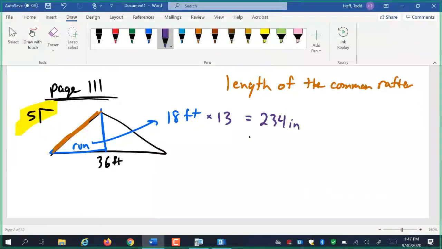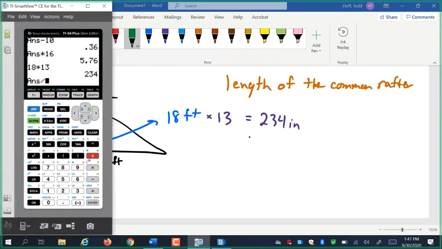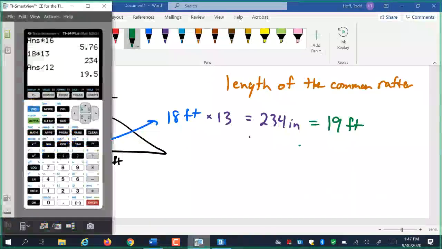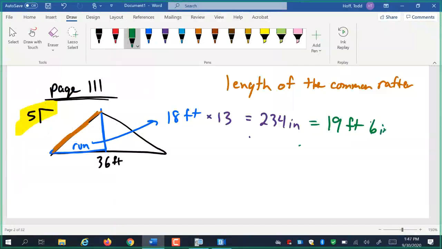So I need to convert that into feet and inches. I take my 234, I'm going to divide by 12. That's 19.5 feet. So that's 19 feet. I'm going to subtract the 19 that I just wrote down. And then the 0.5, I'm going to multiply by 12 to make it back into inches. So that's 6 inches. That's 19 feet, 6 inches.